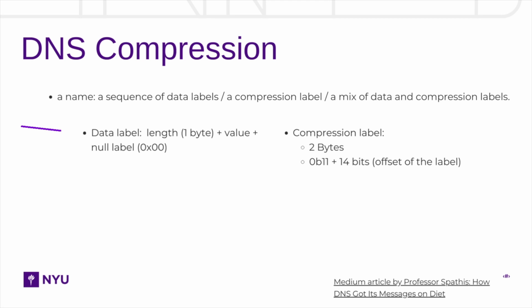And a compression label refers to a 2-byte label which points to one or many consecutive data labels located above in the DNS message. A compression label is 2 bytes long. The value of the first 2 bits are set to 1, and the remaining 14 bits indicate the offset of the data labels to be reused in the DNS message.